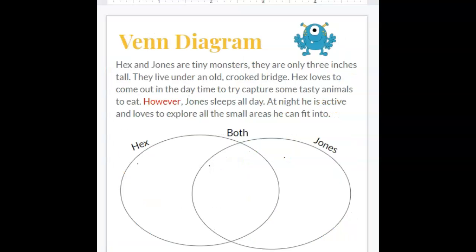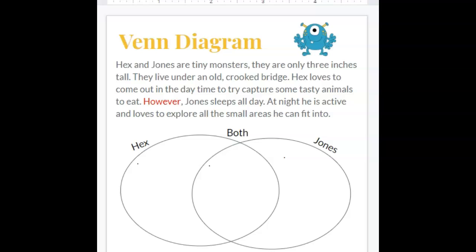Okay, let's have a look at our example from our Venn diagram. Okay, Hex and Jones are tiny monsters. They are only 3 inches tall. They live under an old crooked bridge. Hex loves to come out in the daytime to try to capture some tasty animals to eat. However, Jones sleeps all day. At night, he is active and loves to explore all the small areas he can fit into.